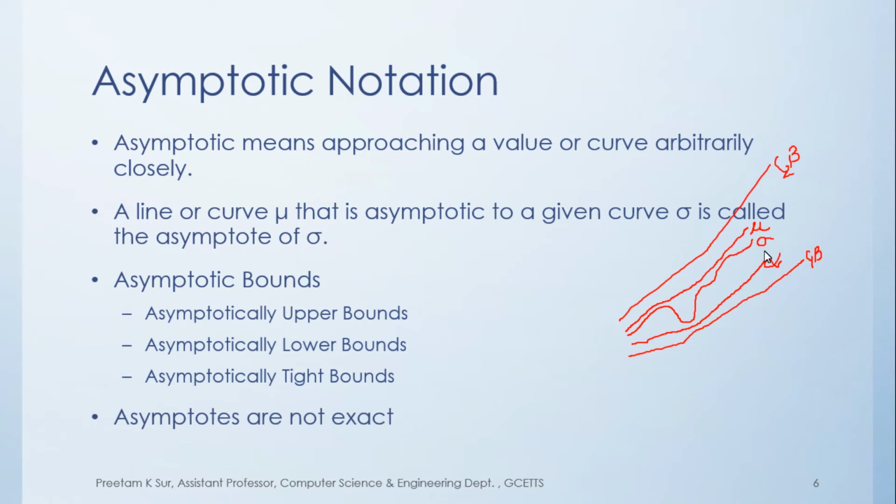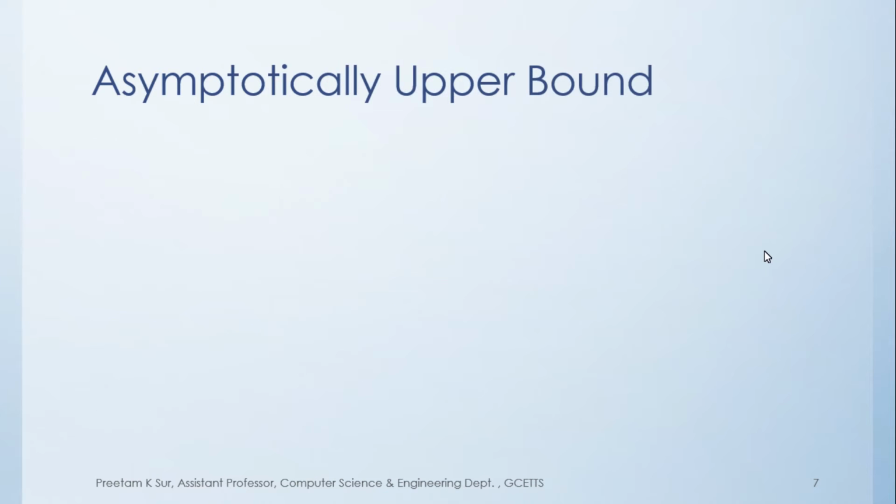But again, to remind you, asymptotes are not exact. These curves mu, alpha, beta give you values closer to the exact curve sigma, but not the exact value. So what is the asymptotic upper bound? The asymptotic upper bound is represented by the Greek letter big O. We also call it the order notation.